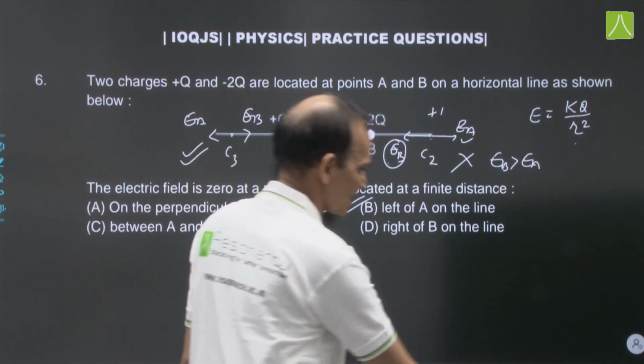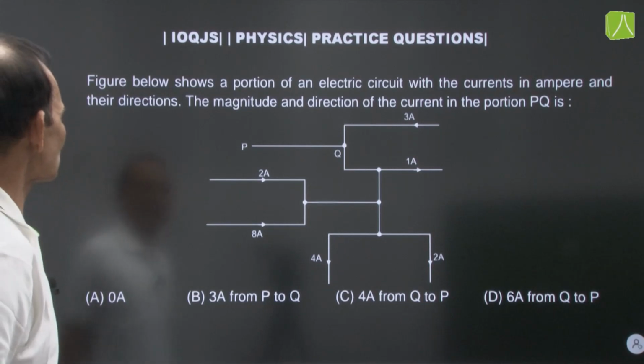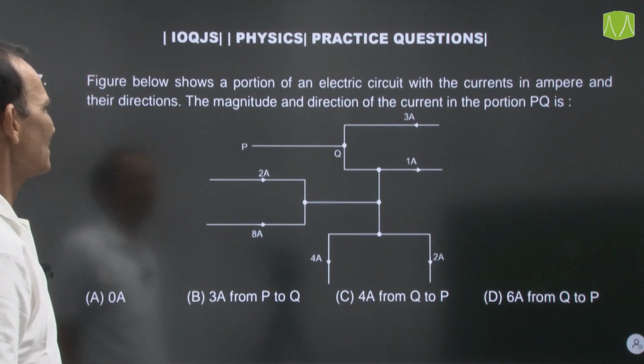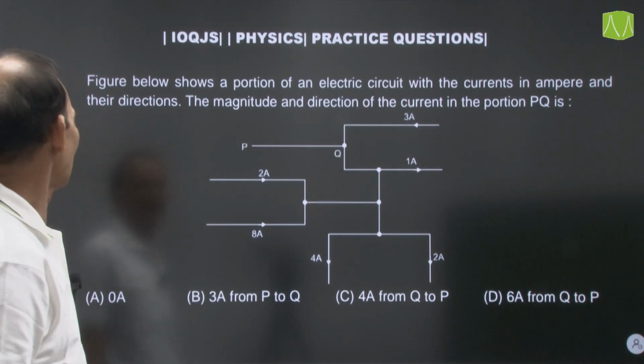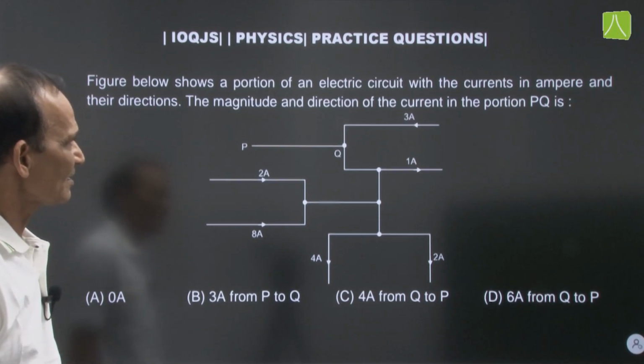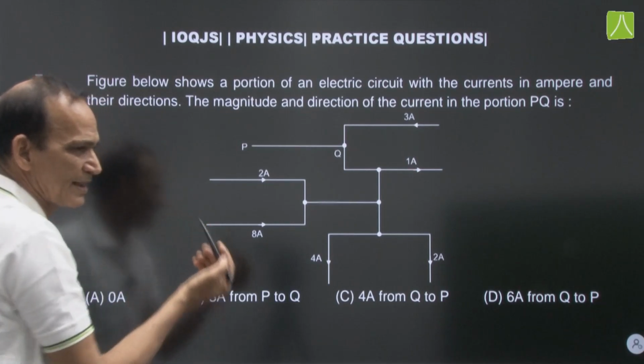Now next question number 7. 7 is this one. Figure below shows a portion of an electric circuit, the portion only, not complete circuit, with the current in ampere and their directions. The magnitude and direction of the current in the portion PQ. You have to find the current magnitude as well as direction.